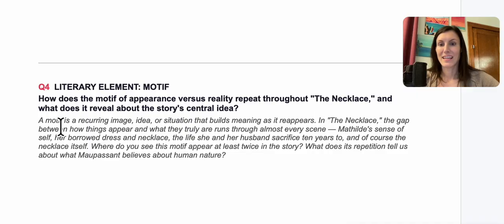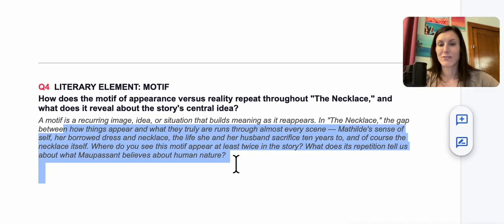In The Necklace, a gap between how things appear and what they truly are runs through almost every scene. Matilda's sense of self, her borrowed dress and necklace, the life she and her husband sacrificed 10 years to, and of course the necklace itself. Where do you see this motif appear at least twice in the story? What does its repetition tell us about what Maupassant believes about human nature?